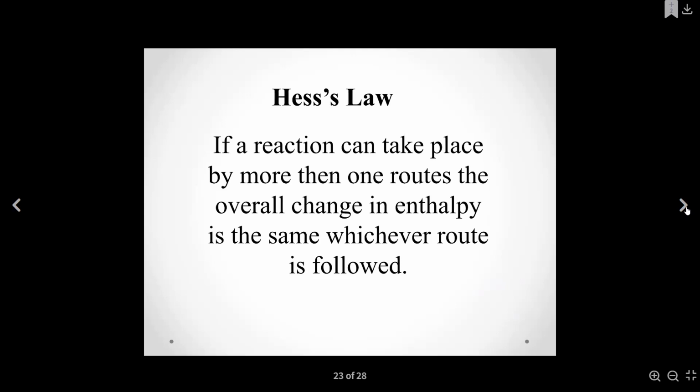Then the next thing that we are going to look at is Hess's law.